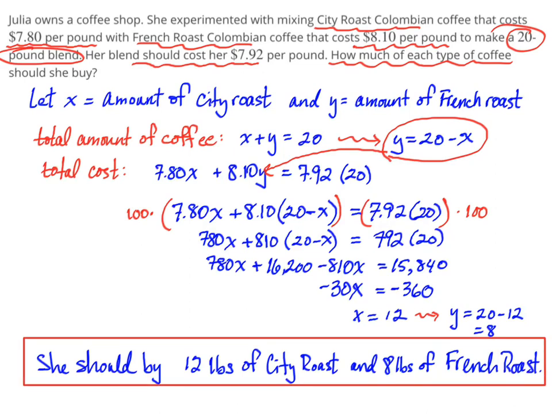And that is the answer. So 12 plus 8 is 20 pounds. And you could check by multiplying 12 pounds by $7.80 and also multiplying 8 pounds by $8.10 and adding those two dollar amounts together to see that they come out to be 20 pounds times $7.92.